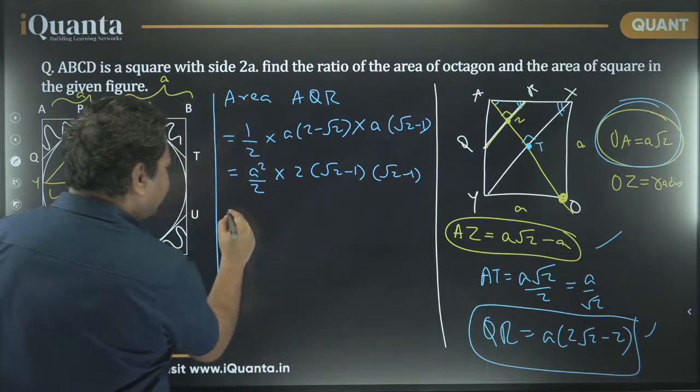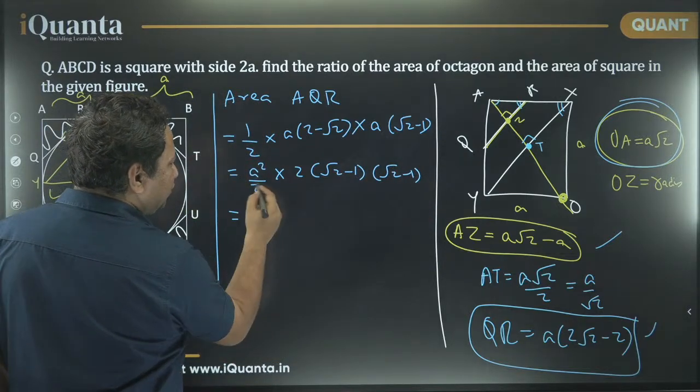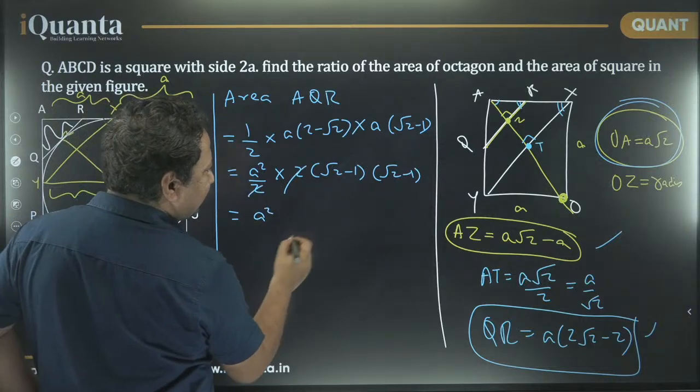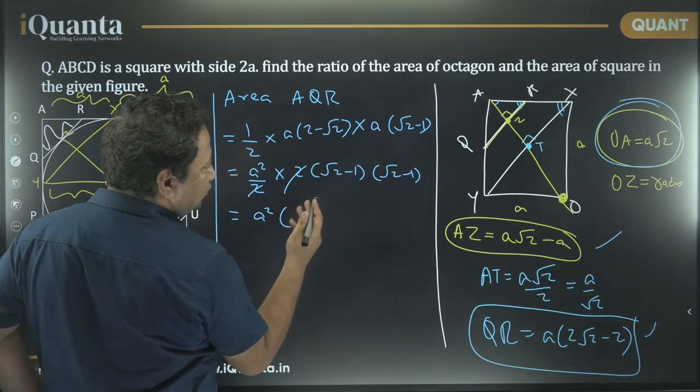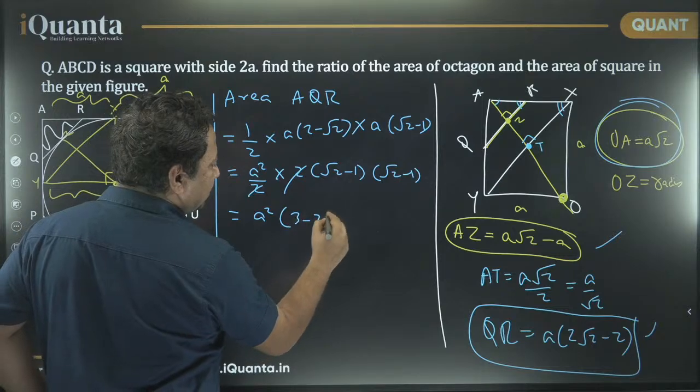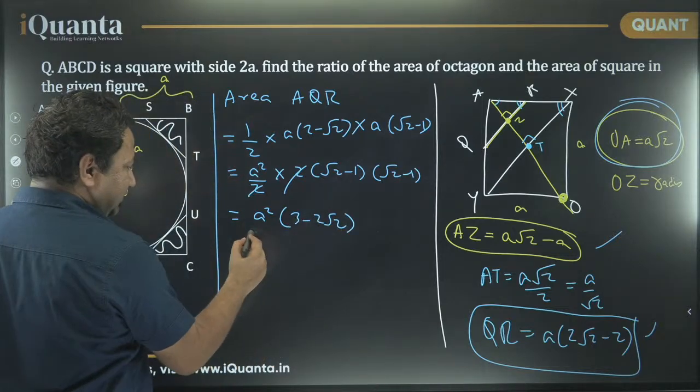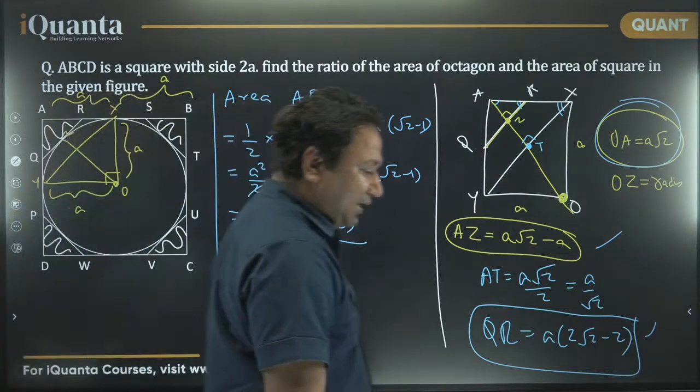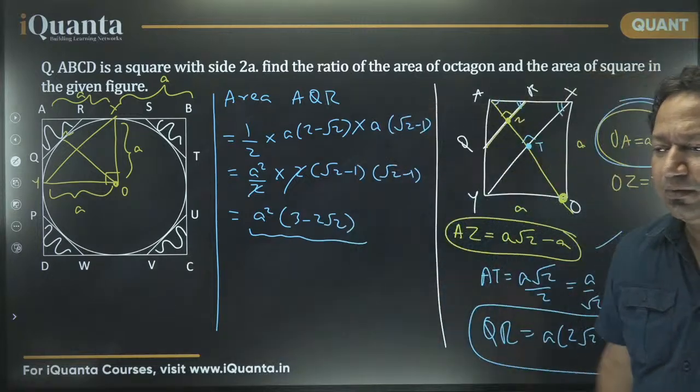So you can do it your way. You just have to calculate. 2 and 2 get cancelled here. So we have A square times iska square. That's 2 plus 1, 3 minus 2 root 2. That is the area of the triangle. Perfect.